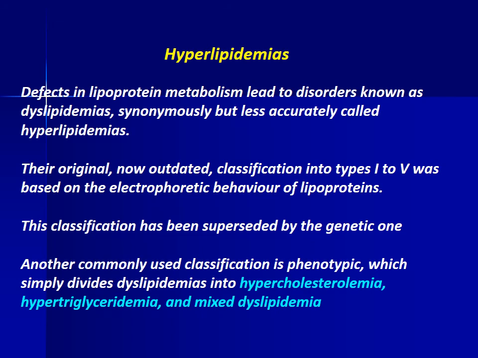Hyperlipidemias, defects in lipoprotein metabolism, lead to disorders known as dyslipidemias, synonymously but less accurately called hyperlipidemias. The original, now outdated classification into types 1 to 5 was based on the electrophoretic behavior of lipoproteins. This classification has been superseded by the genetic one.